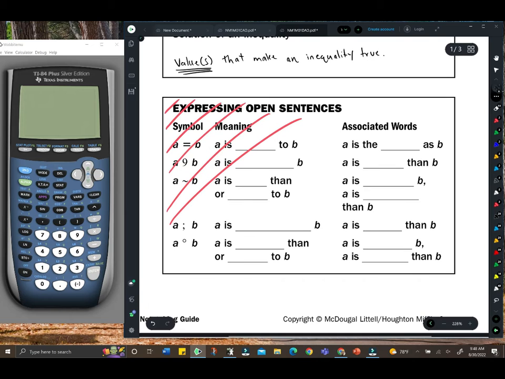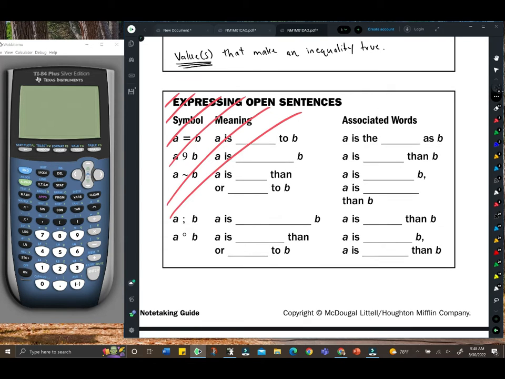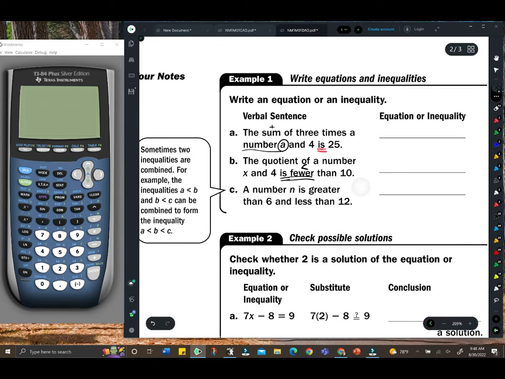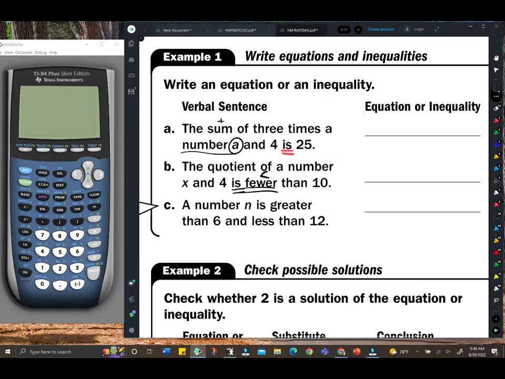Do not worry about this box here. There's some errors, so we're going to skip right to the examples. Okay, write an equation or an inequality from the verbal sentence. The sum of 3 times a number. I have some things highlighted here. Remember that sum means addition.